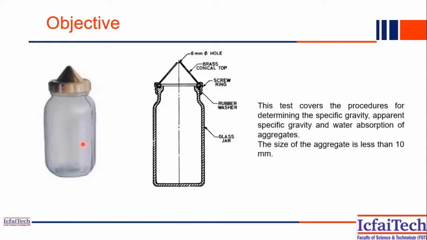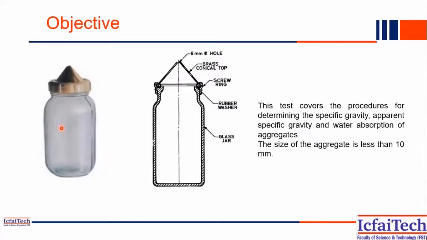So using the pycnometer we can find it out if the aggregate size is less than 10 diameter. If aggregate size is more than 10 then we can't use this method, so we have to use some other method for that. Even sand comes under aggregate. Normally we use sand for our construction purpose, right? Concrete is made up of sand, cement, aggregate, and water. We mix these four ingredients together, and then we make our concrete paste. That sand also comes into aggregate, but we call it fine aggregate.